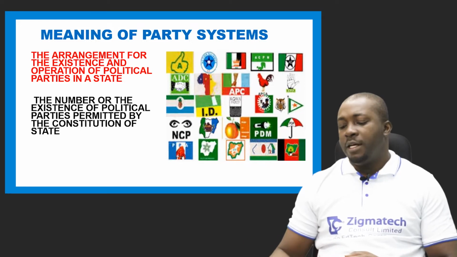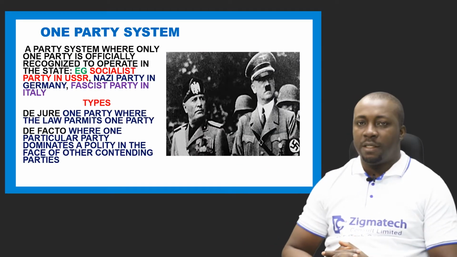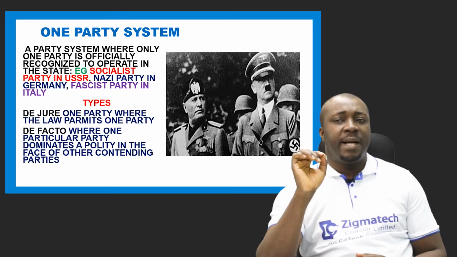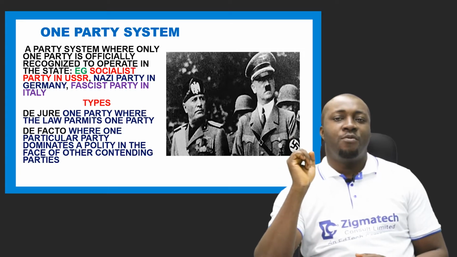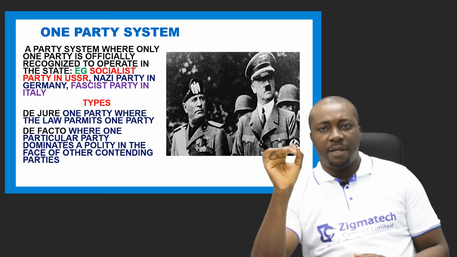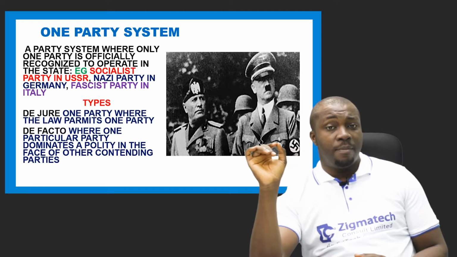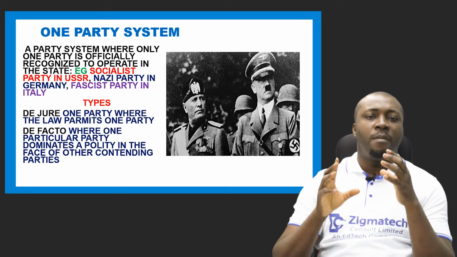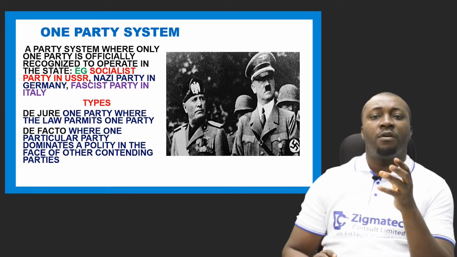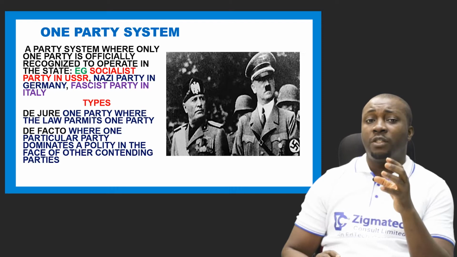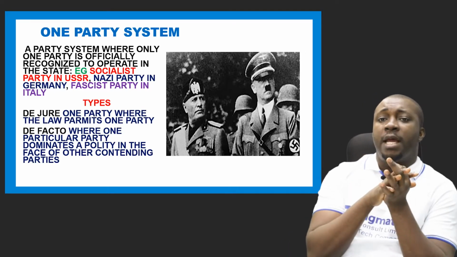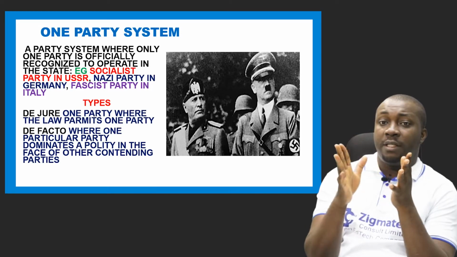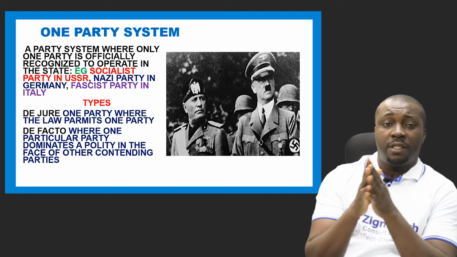Now, we have different types of party system. Let's look at the first one, what we call one-party system. And what is this one-party system? We also call it single-party system. It's a party system where only one political party is officially recognized to operate, or one political party operates or dominates a political system. An example of one-party system can be seen in the Socialist Party in USSR.